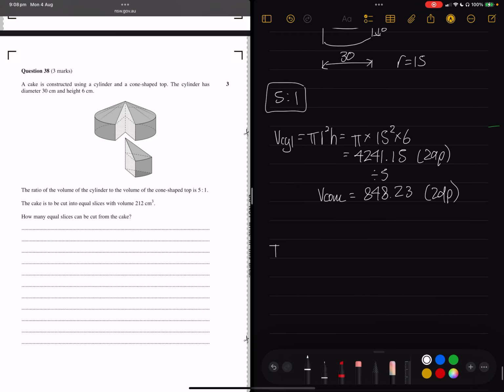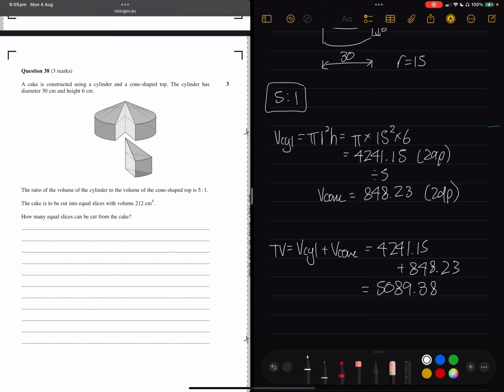The total volume, which we'll call TV, is the sum of the two. So this is volume of the cylinder plus volume of the cone. This is 4241.15 plus 848.23. I get 5,089.38. So that's the whole volume.